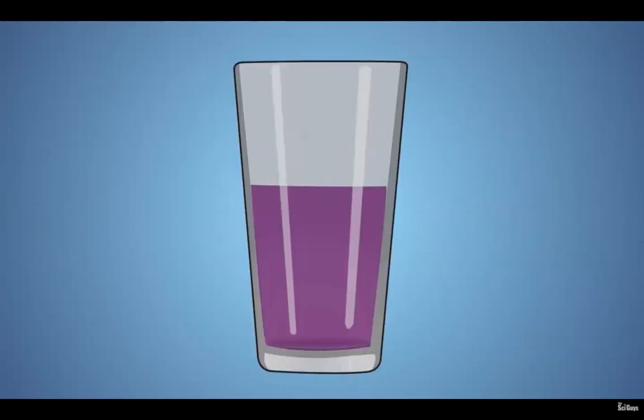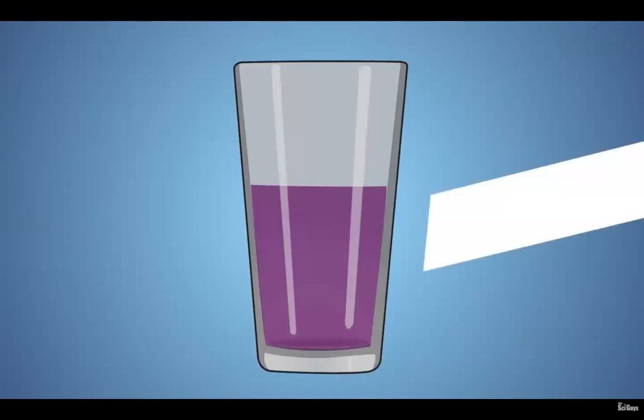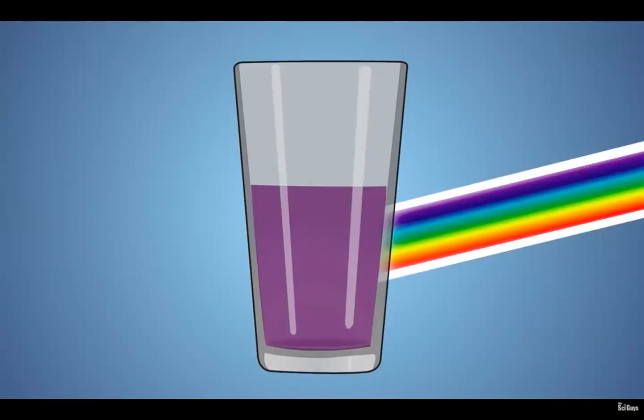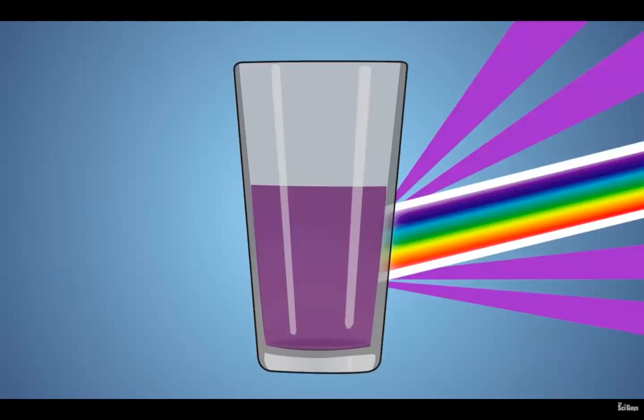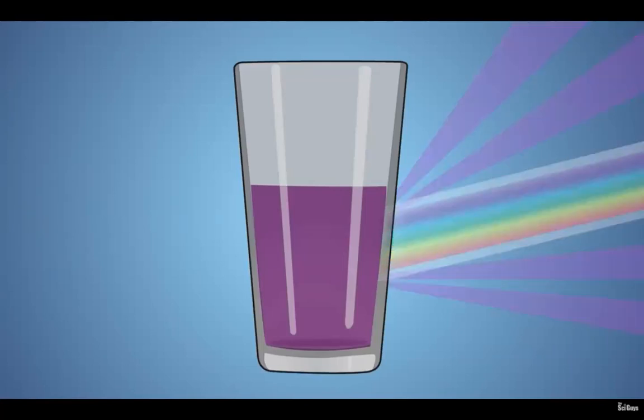Now, the color of an object that we see depends on the shape of the molecules the object is made of. White light contains every color in the rainbow, and each color has a different wavelength. Molecules of different shapes reflect and absorb different wavelengths of light. The wavelength of light that reflects off a molecule is the one that reaches our eyes, and that determines what color we see, while all other wavelengths are simply absorbed.